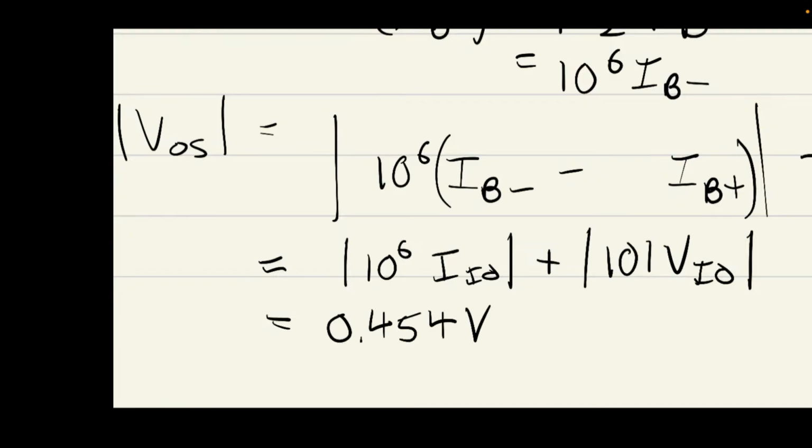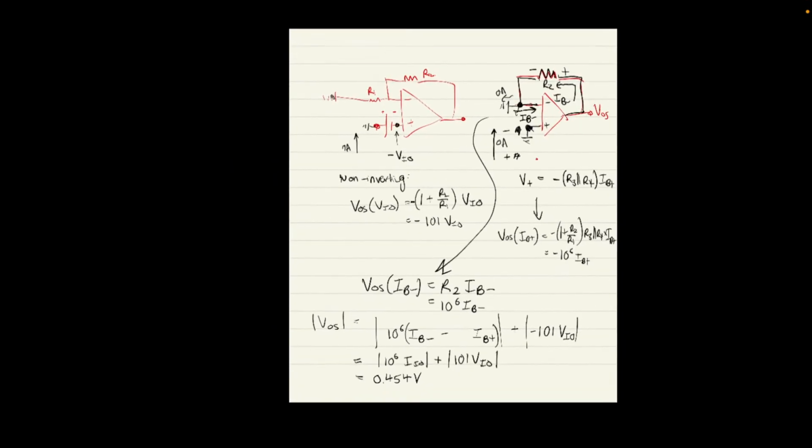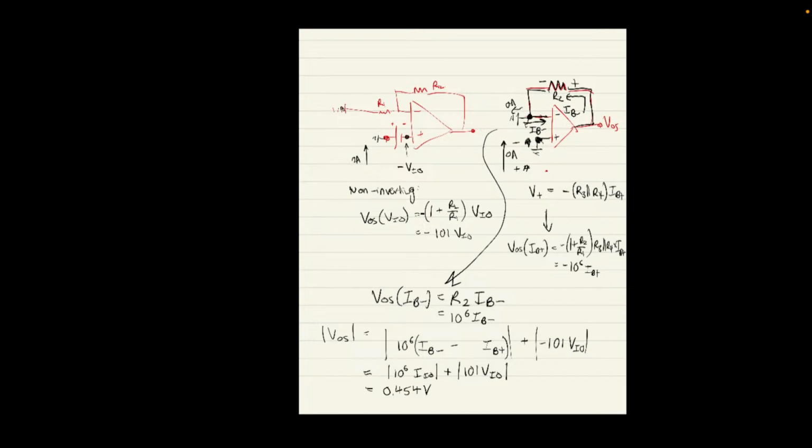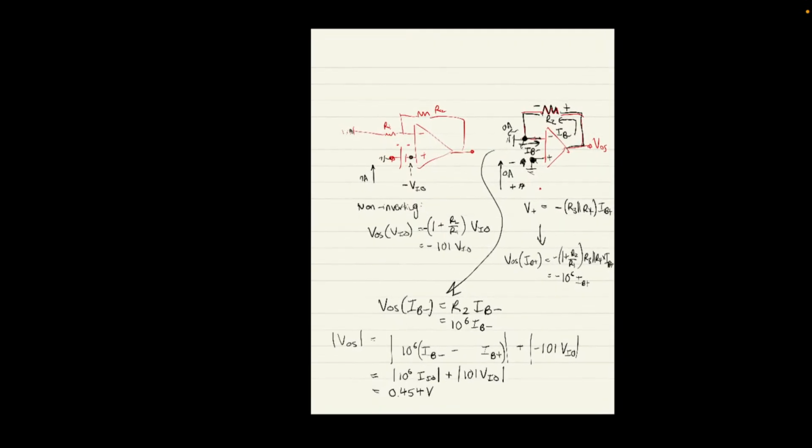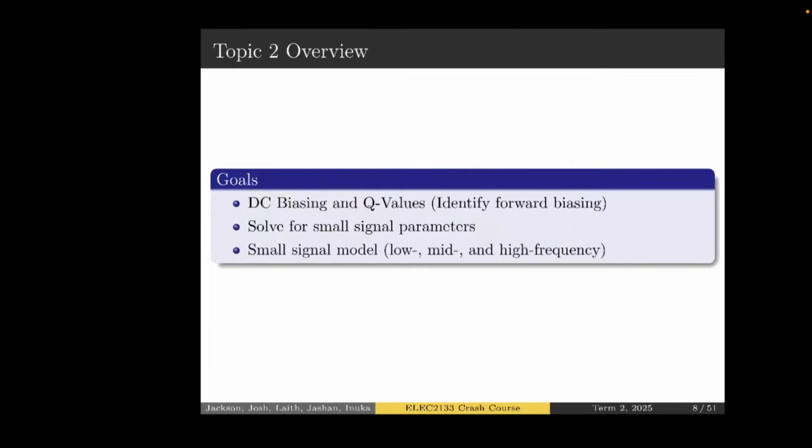0.454 volts. Cool. So this is just an example of how, if you know your non-inverting and inverting amplifiers, you can save a lot of time. Rather than doing all the derivations, you can really only write a couple of lines for each of the input offsets, and get your answer quite quickly. So that's all for op amps. I'll pass on to Anuka to cover nonlinear amplifiers.